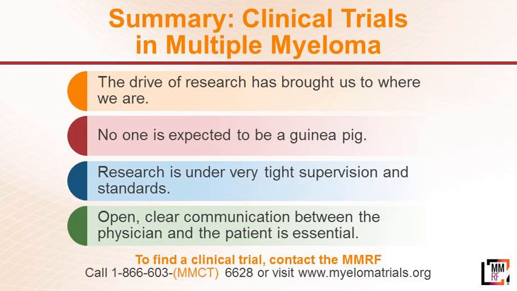And so to summarize, the drive of research is really what's gotten us to this really robust table, but we need more. We don't expect anybody to be a guinea pig. It's important to say in oncology, people are not going to be randomized to placebo if there's not a reason to do so. So it's unethical to take somebody with active myeloma and give them placebo. What you might see, though, is 2 drugs versus 3 drugs, because you don't know if that 3rd drug is going to add to the safety and efficacy. But it would be unethical otherwise.